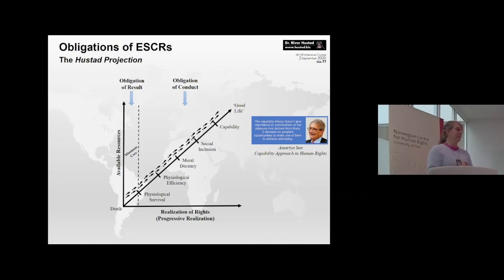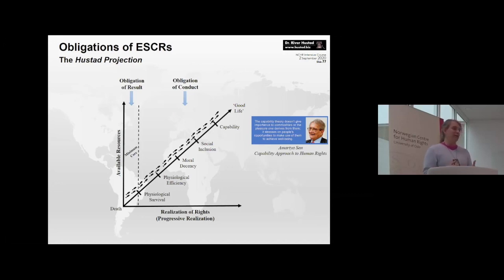Yes. But it looks here as if the minimum core kind of equals the obligation of result, but the obligation of result also goes beyond the minimum core as part of the progressive realization. No, the obligation of result is only the minimum core. So once you get outside of the minimum core, once there are no more people dying in a country, then there is no more obligation of result. Then it all becomes an obligation of conduct.